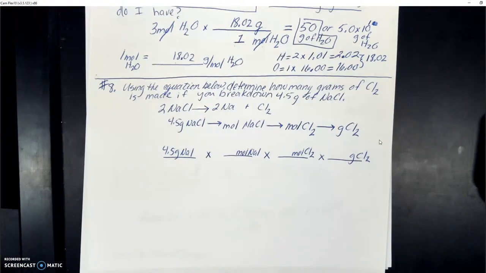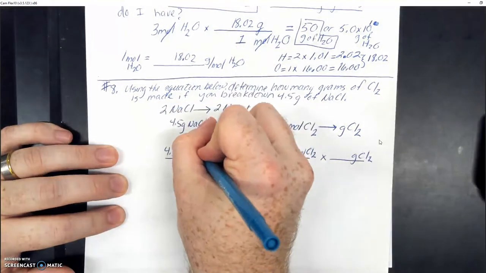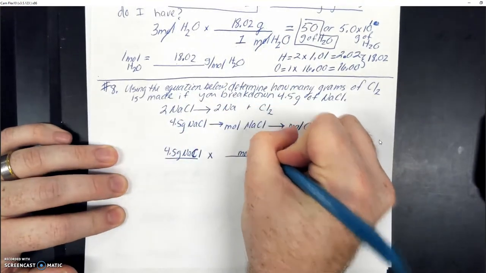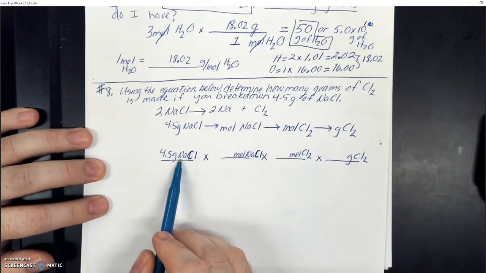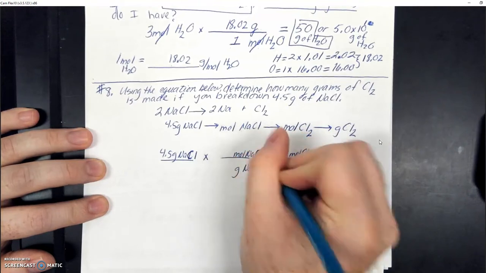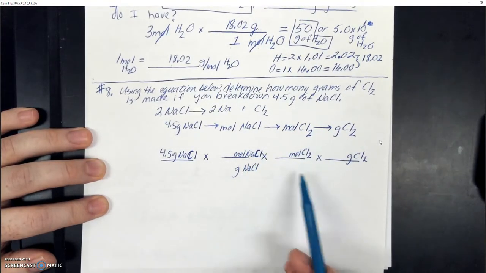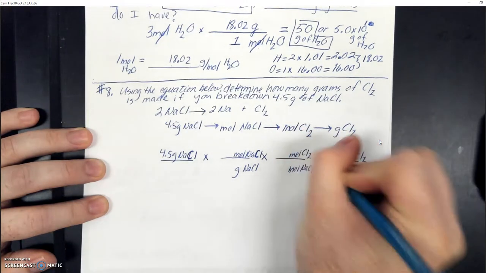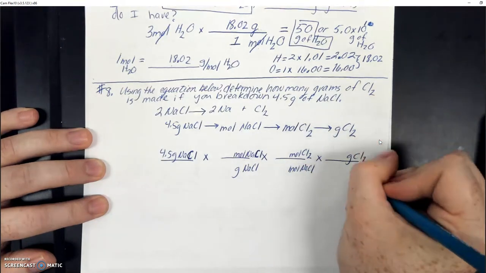Alright, now we have to do the rest of the setup. Grams of NaCl, excuse me. Wow, I messed both of those up. I apologize. Grams of NaCl needs to cross cancel somehow, so we need to have grams of NaCl down here. We need to cross cancel this mole of NaCl, so we need to have mole of NaCl down there. We need to cross cancel this mole of Cl2, so we must have that down there.